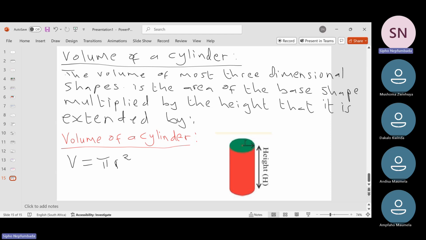So the volume is nothing but equal to pi r squared multiplied by h. Remember, we are covering things and we are already behind time.